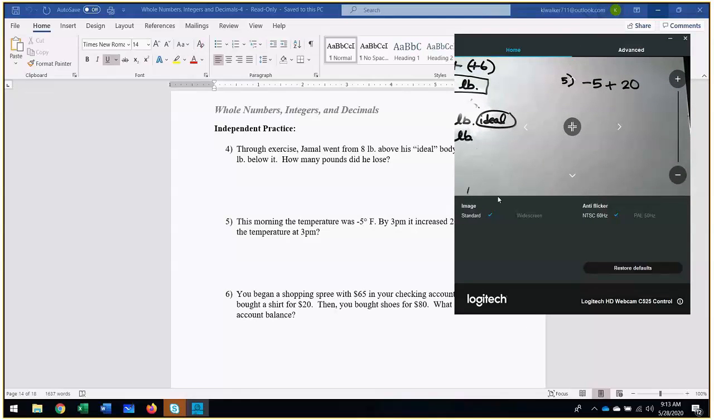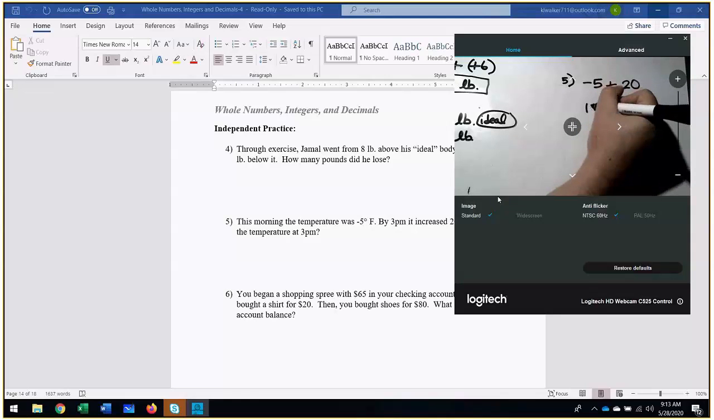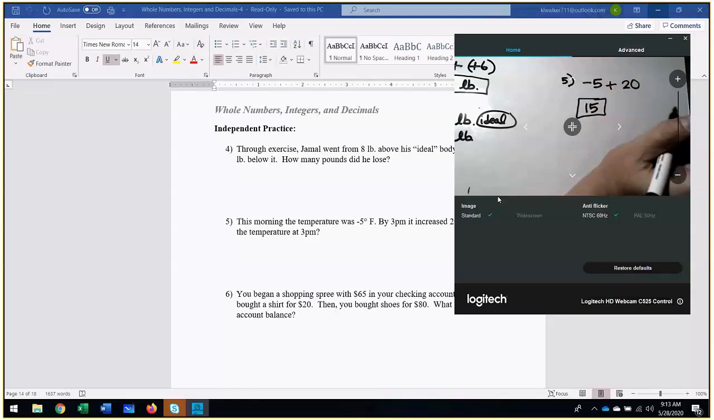So this is very straightforward translation. You just have to remember what to do when you're adding different signs. So adding never gets changed. You just decide you've got different signs. That means subtract the values and keep the sign of the bigger one. So in this case, it's 20, so it's 15 degrees by 3 p.m.